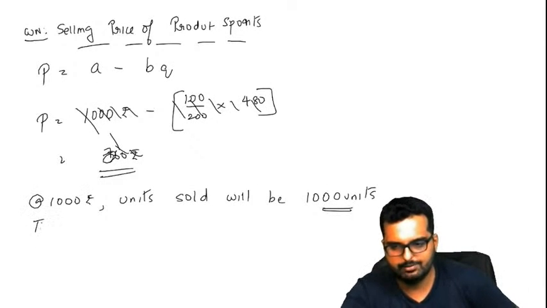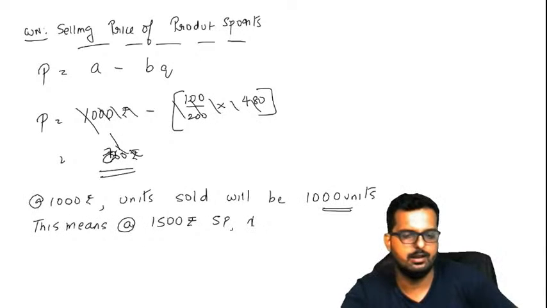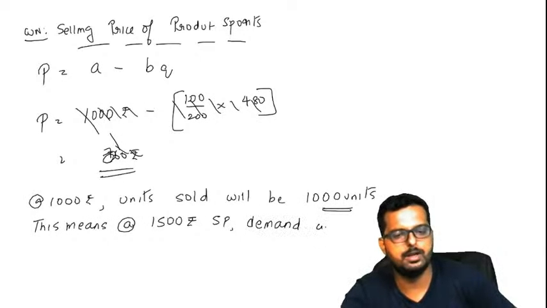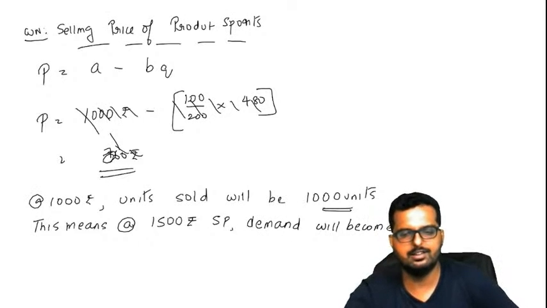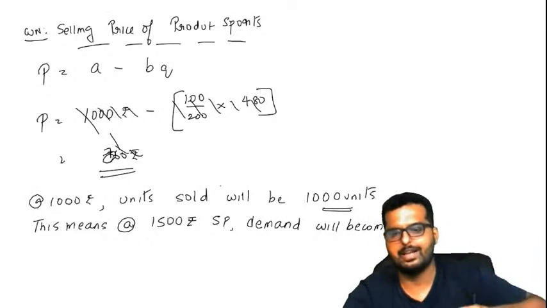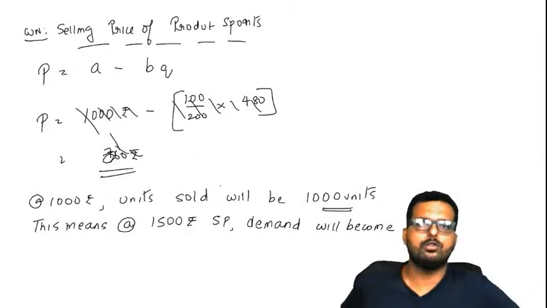So can I say this means at 1500 rupees selling price, demand will become 0. Can you write down this? How did I get this 1500? If the price goes up by 500 rupees, demand will come down by 1000. Can you please write down till here in your books now?